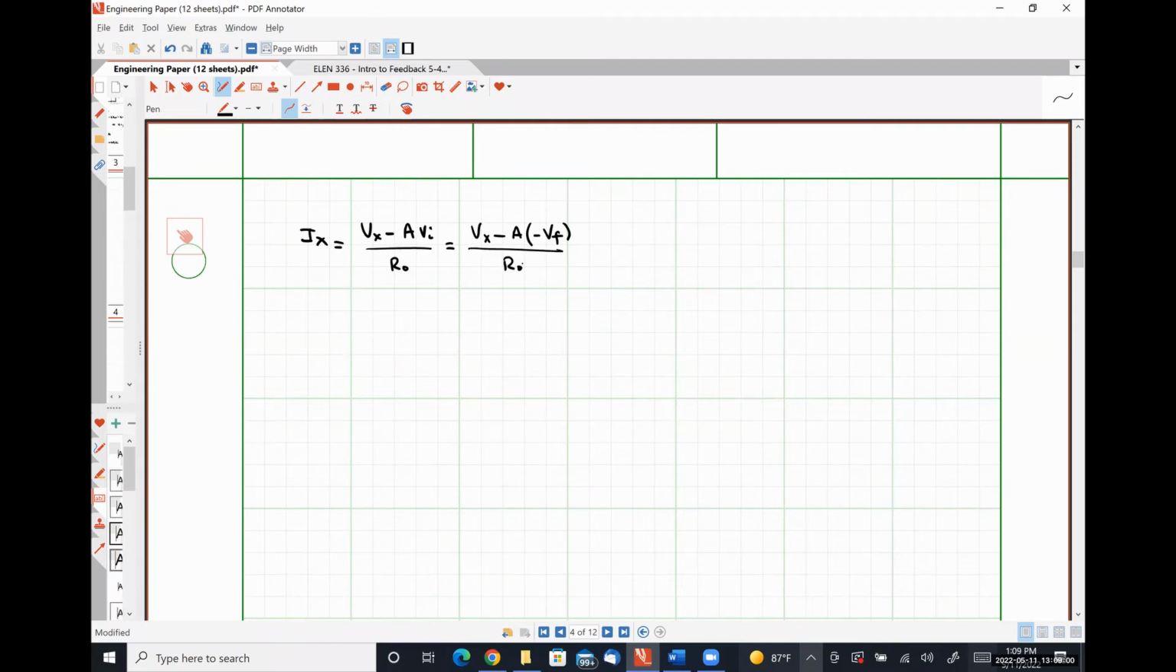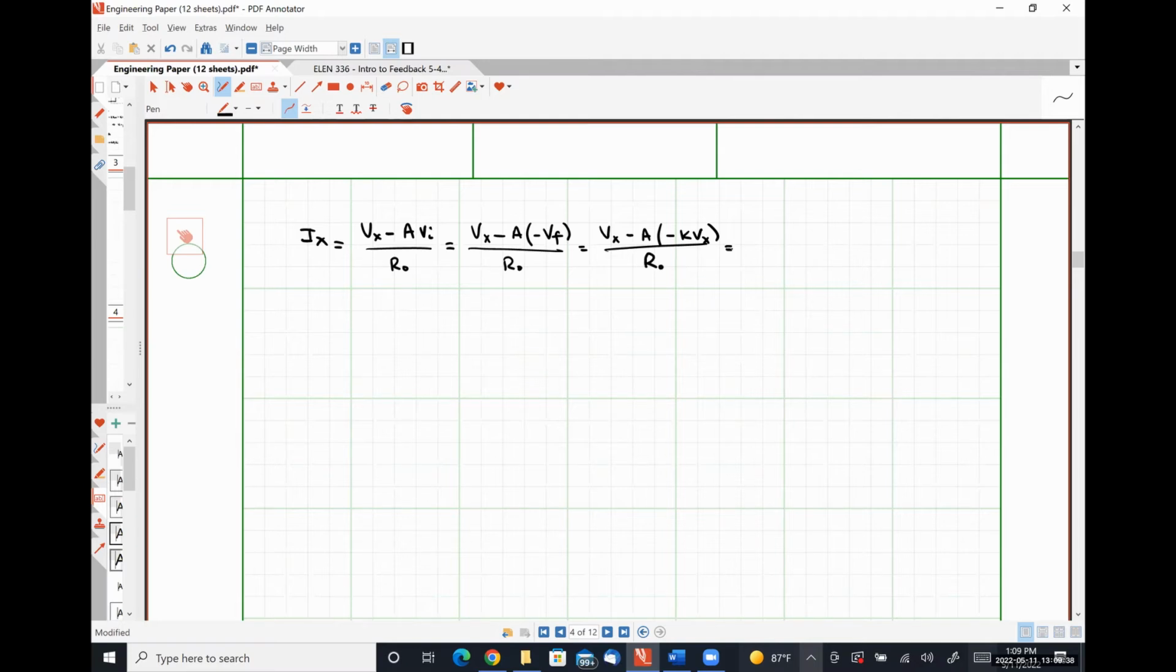And I'm saying Vi is equal to negative Vf because our source voltage is 0, right? So Vi should be Vs minus Vf. Well, if Vs is 0, that just looks like negative Vf. We're going to substitute in our relationship for Vf. So that's Vx minus A times negative K Vx, because Vx is our voltage applied across our output terminals here. Divide that by R naught.